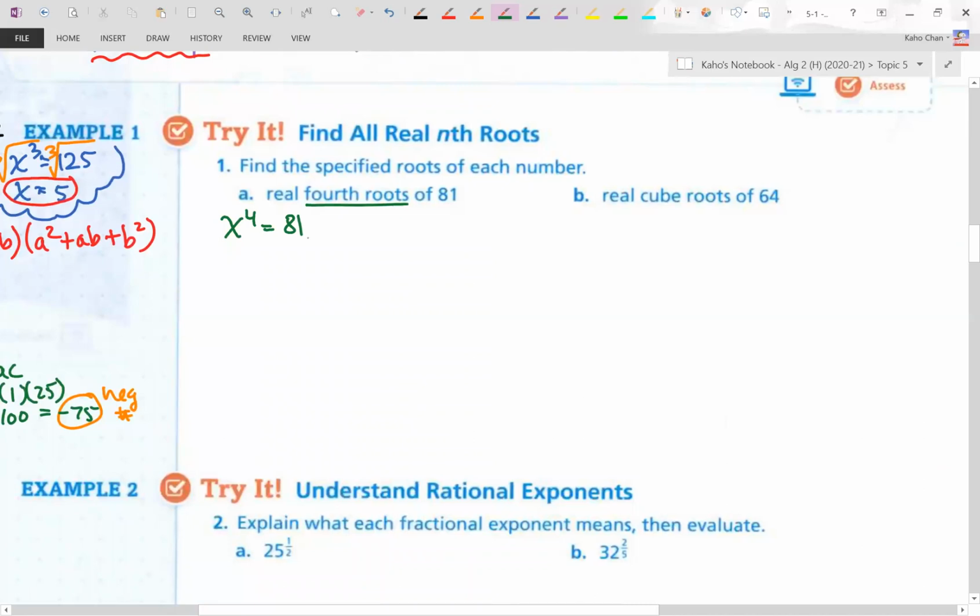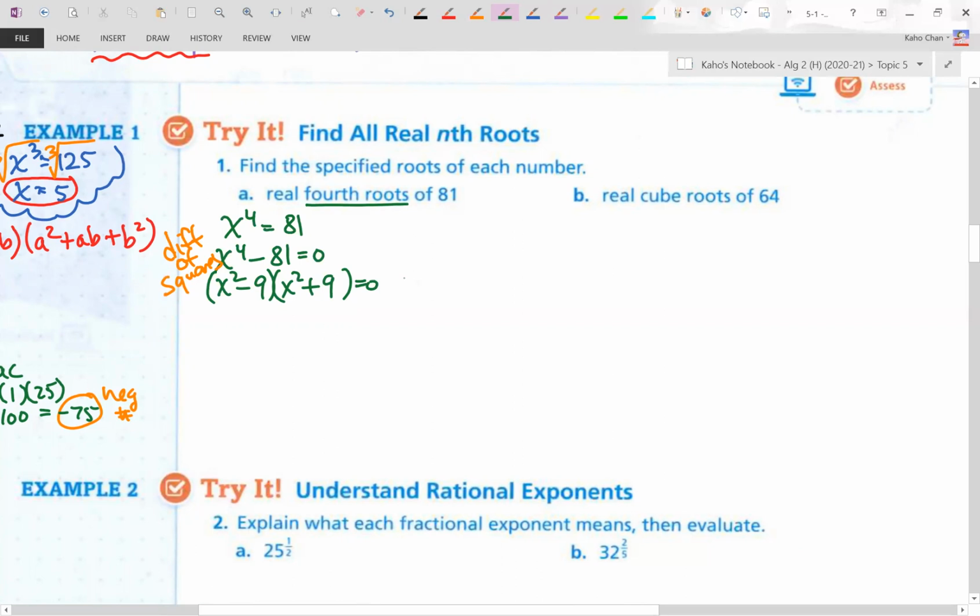Let's go ahead and move the 81 to the other side. X to the 4th minus 81 equals 0. Interesting. Isn't that a difference of squares? Yeah, x to the 4th is a difference of squares. That's something that you should recognize from Algebra 1. Aha, let's factor that. The square root of x to the 4th is x squared. The square root of 81 is 9. Minus, plus, equals 0.